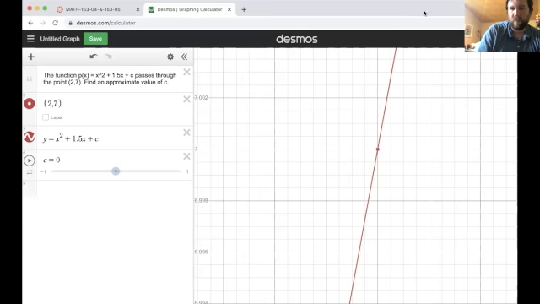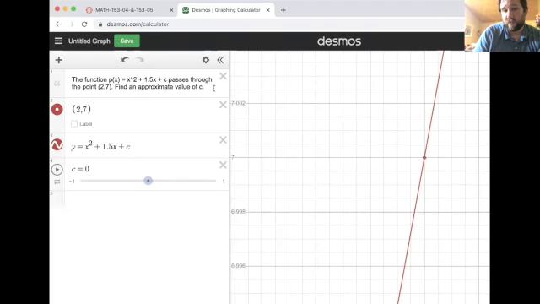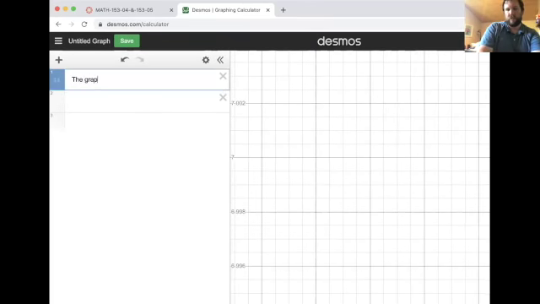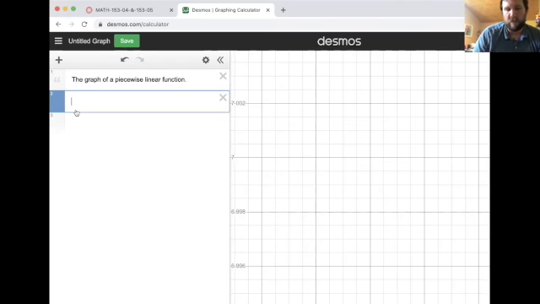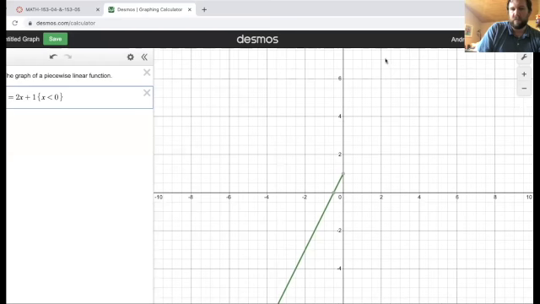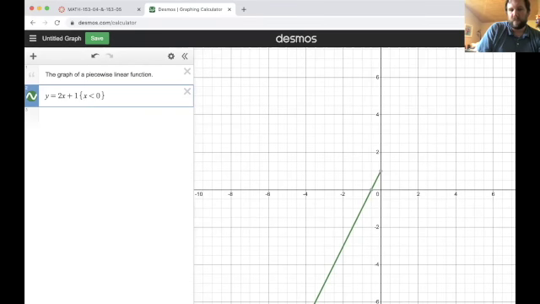So the way I can do this in Desmos is with what's called curly brackets. I just put in the rule, and then I put in where that rule applies. Now I need to go back to my home screen because I moved quite a bit. But this is the part of the graph where it looks like 2x plus 1.